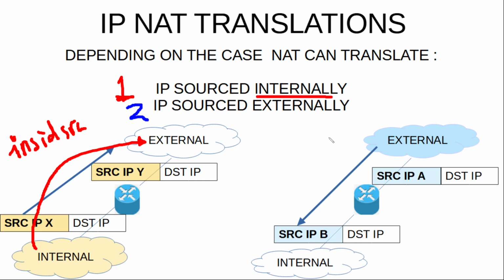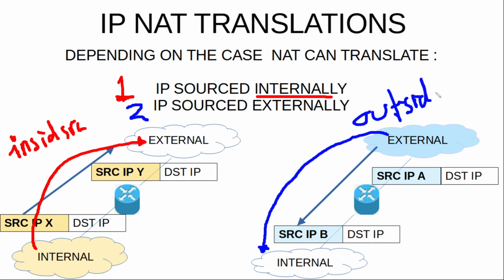The other option that we have is changing IP addresses that are originated from an external network into your internal network. So in this case, we're going to call that outside source. This second option is seldom used. It is still available out there to solve certain problems. You are going to use this outside source option maybe 2% of the time, and maybe you would use the inside source NAT option 98% of the time.